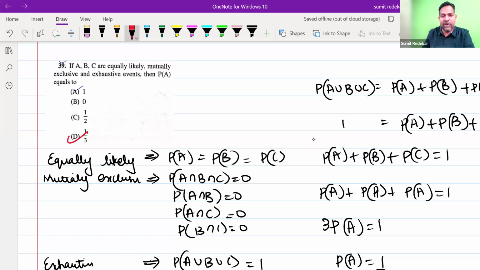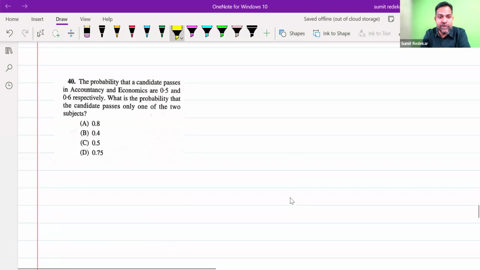1 by 3. And very honestly, you don't have to do the lengthy method. It's common sense. If they are mutually exclusive, if they are exhaustive, and they are equally likely, they all 3 need to have the same probabilities. And the only way that will happen is if all 3 take the probability 1 by 3. 1/3 chance of everybody happening. That is question number 39.